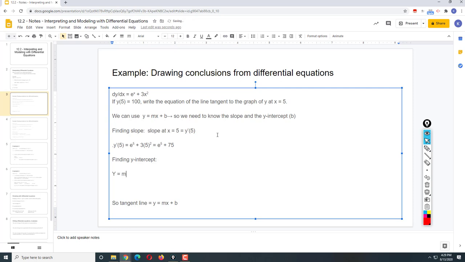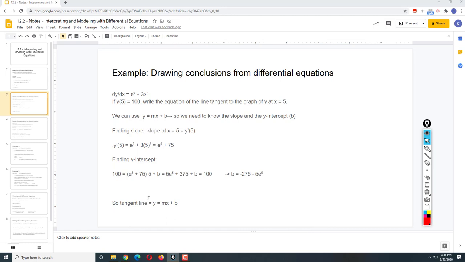Y-intercept. Well, y equals mx plus b. I can plug in the x and the y, because we know that when x equals 5, y equals 100. That was given to us in this problem. So 100 equals m times 5 plus b. m is also e to the 5th power plus 75. So we distribute. So that's going to be equal to 5e to the 5th power plus 75 times 5. 75, 150, 225, 300, 375. So it's 375, plus b is equal to 100. So that means that b must be equal to negative 275 minus 5e to the 5th power.